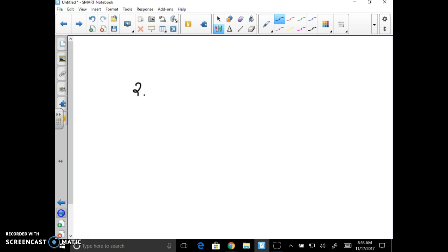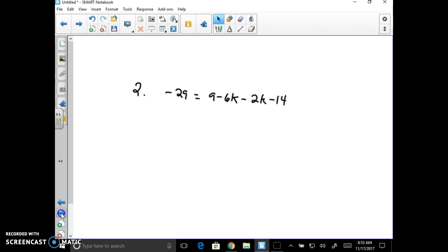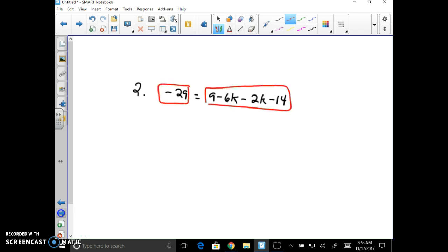Number 2, negative 29 equals 9 minus 6k minus 2k minus 14. Let's use our boxes. Do inside the box. So we have negative 29 equals, let's combine the variables first. We have negative 6k minus 2k is negative 8k. And now let's combine the constants. That's a positive 9. I'm sorry. Minus 14 gives us negative 5.